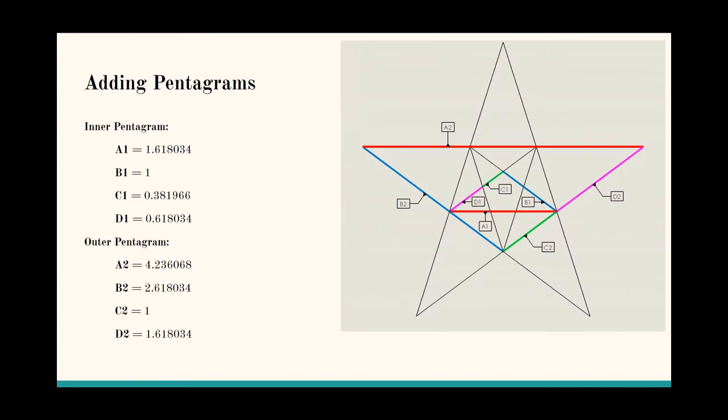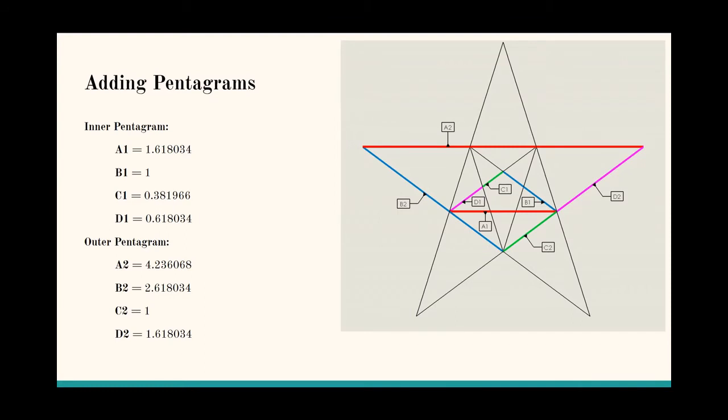Now let's try and explore a little bit further by adding a second pentagram inscribed inside our original. Here you can see that the outer pentagram has the same side lengths as our original one, where C is equal to 1 and D is equal to phi. And our inner pentagram, if you notice, has some similar numbers. This time B is equal to 1 and A is equal to phi.